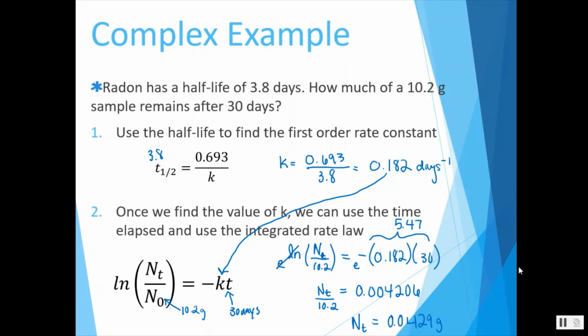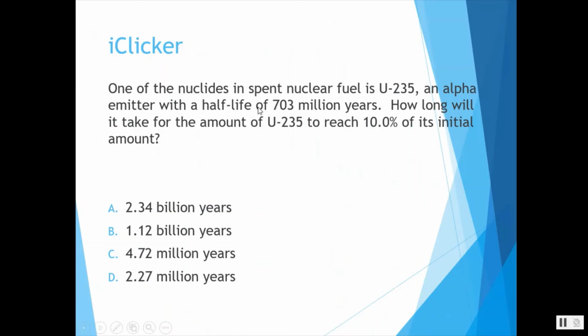So now let me have you guys try it on your own. In this iClicker question, we're looking at the alpha decay of uranium-235, which is one of the nuclides in spent nuclear fuel. It's one of those waste products generated during nuclear reactions. And it takes 703 million years to decompose. How long will it take that uranium-235 to reach 10% of its initial amount?